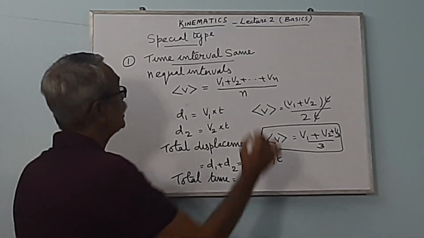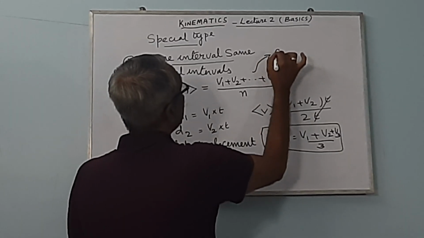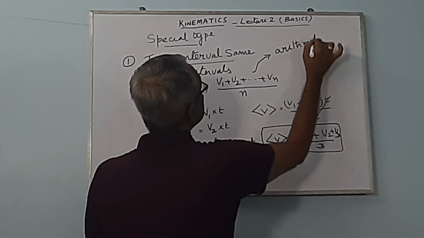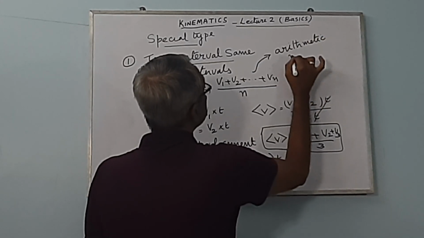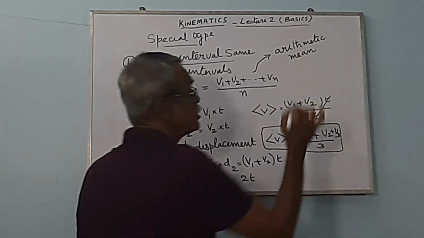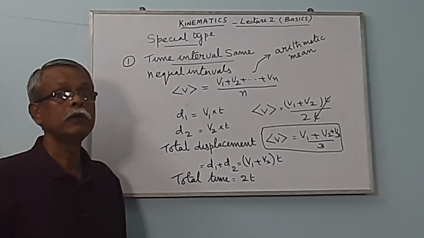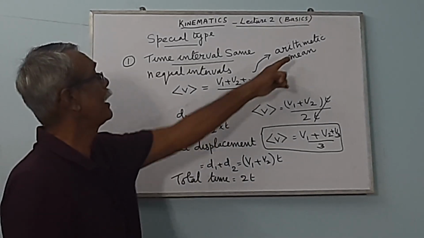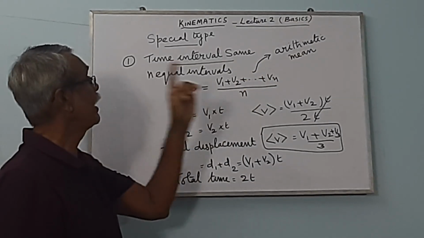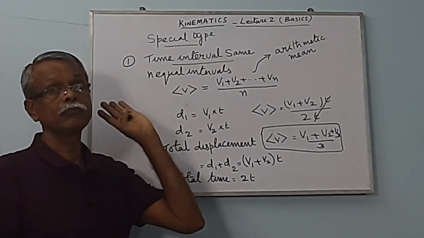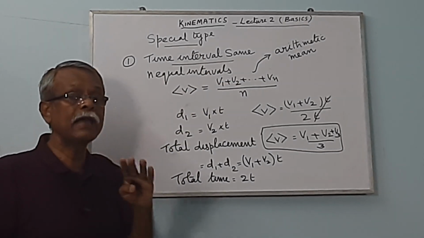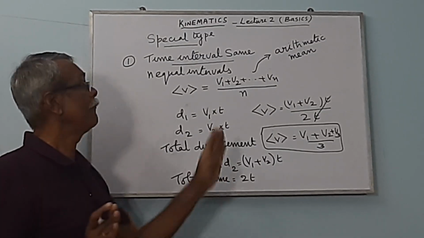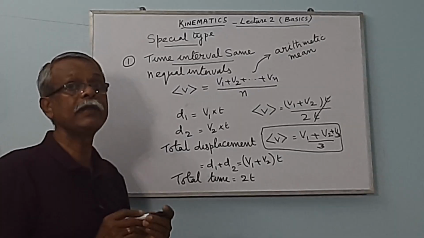You all know that this is called an arithmetic mean. Adding them together and dividing by the number. This is the ordinary average you learn in high school. All quantities added together, divided by the number. This is called an arithmetic mean. So, when the time interval is same, in the question it is given that time interval same, then the average velocity will be same as the arithmetic mean.